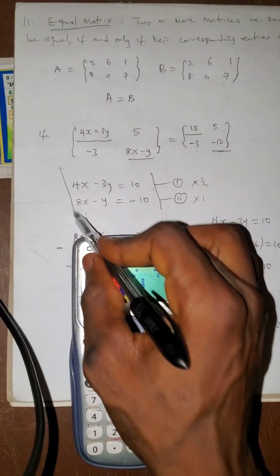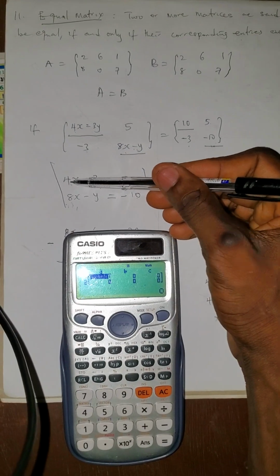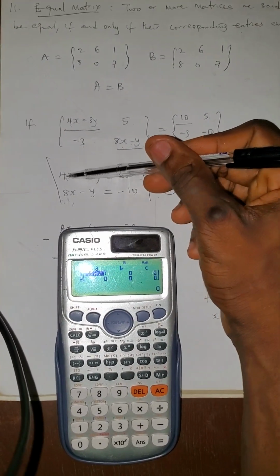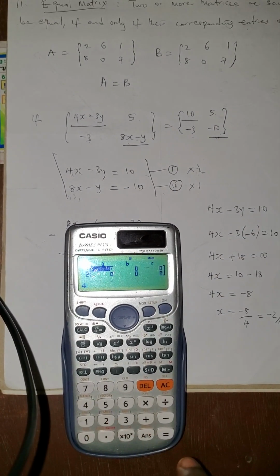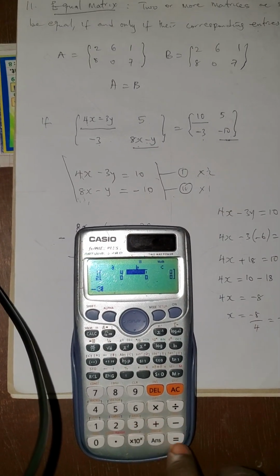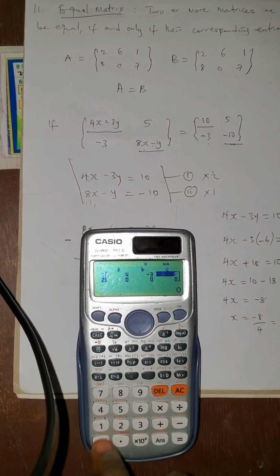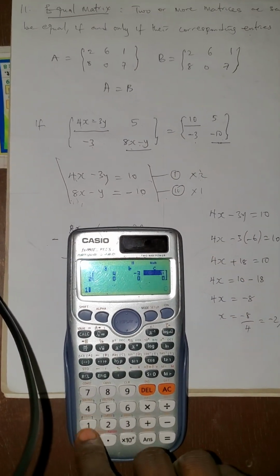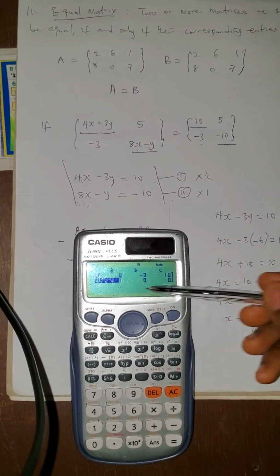So now insert this on the calculator. The first one, once you get to this place, the coefficient of x here is 4. So press 4 and press equals. Next one is minus 3, so press minus 3 and press equals. Next one is 10, the equals value here. So press 10 and press equals. It shifts to the next one.